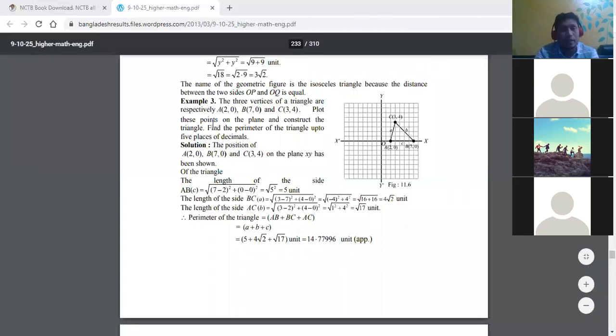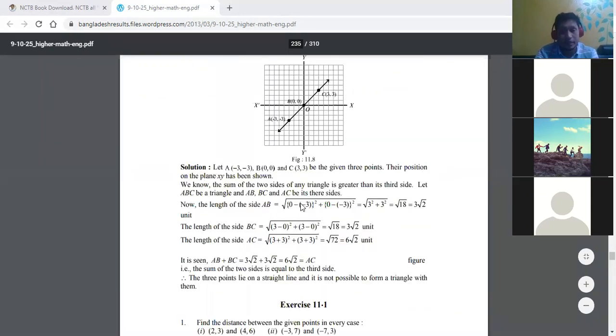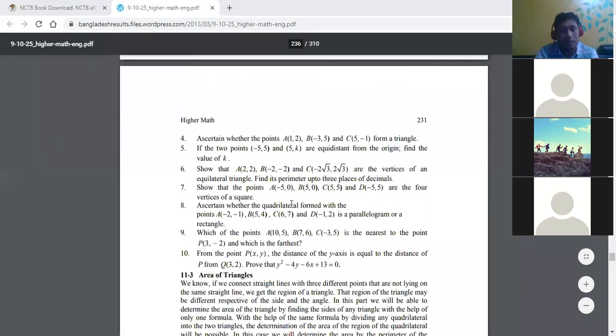So like example 3, there are several maths in your exercise. It will be your homework today, or you can solve any one of them in this class now.